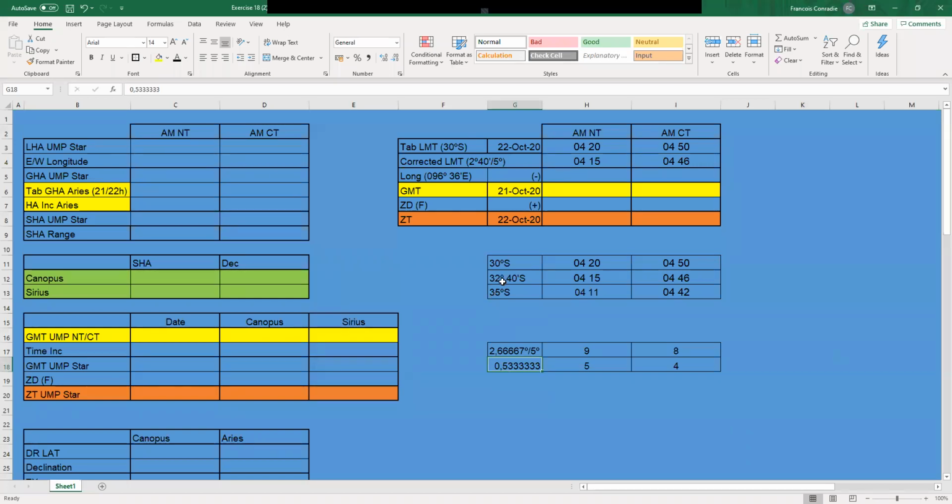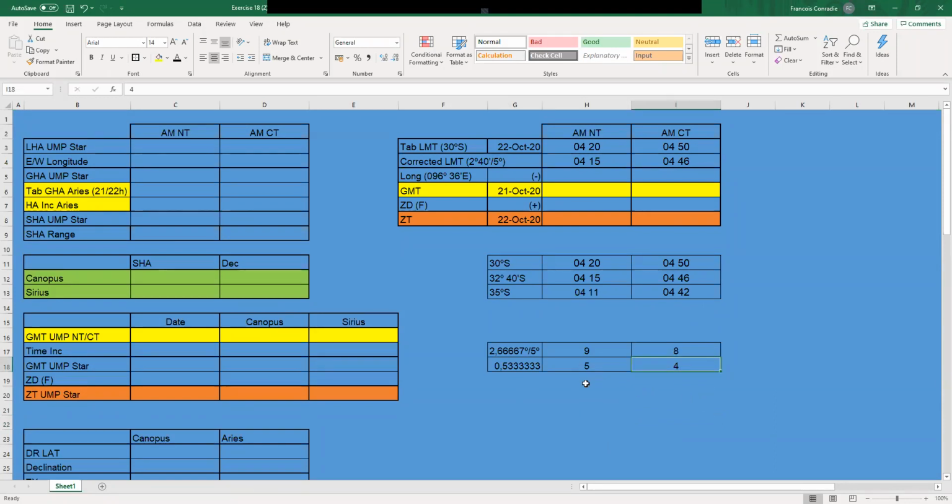So we simply take 2 degrees 40 minutes and divide it by the total. It's going to give you 0.53. So we know that the fraction is 0.53, and that same fraction needs to be applied to the change in time. The change in time is a total of 9. We multiply that by 0.53, and you're going to get 5, rounded up. Then you do the same on the right. You take the 8 minutes shift and multiply that by 0.53, and you're going to get 4 minutes, which has obviously been rounded down.